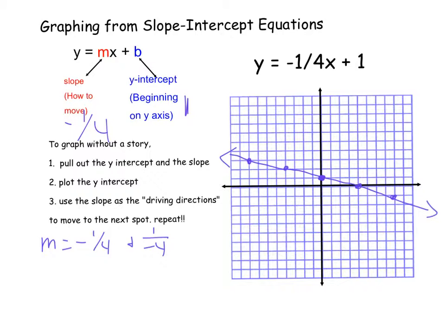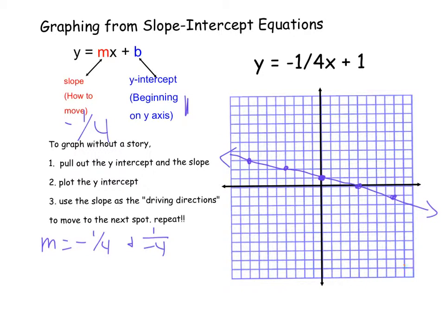Okay, so here's what I have. I pulled out my 1 for my y-intercept, so it's here, and then I pulled out my slope, so how I'm going to move. So I could go down 1 over 4, down 1 over 4, or I could flip where the -1 was, and I could go up 1, back 4, up 1, back 4.